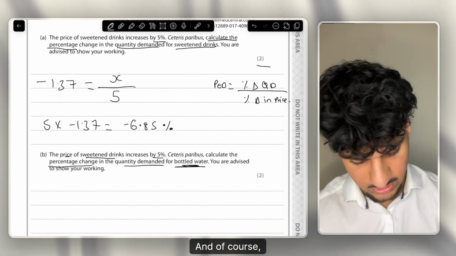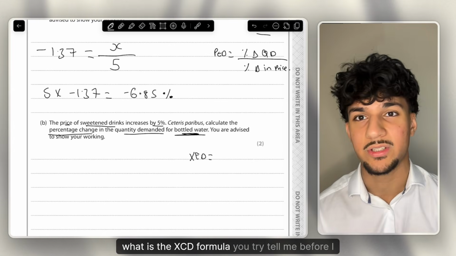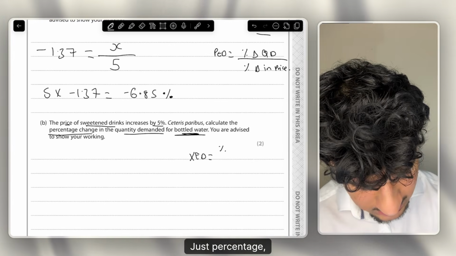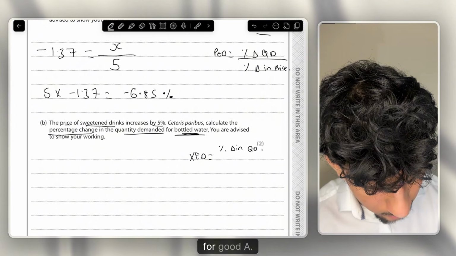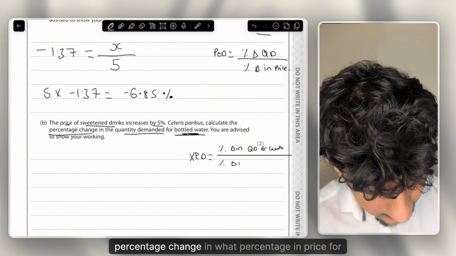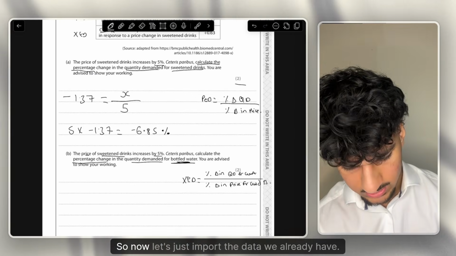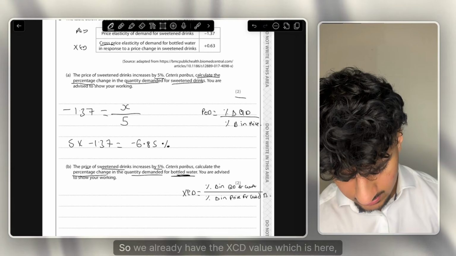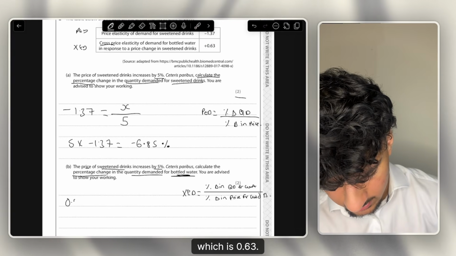challenging question. And of course, for your revision sake, so when I write this out, what is the XED formula? You try to tell me before I write it. So it's percentage change in quantity demanded for good A, so that is whatever good that is, divided by percentage change in price for good B. So now let's just import the data we already have. So we already have the XED value, which is here, which is 0.63.